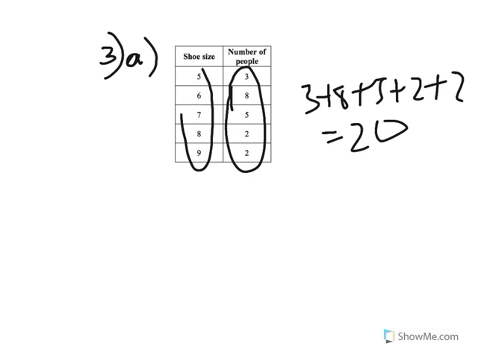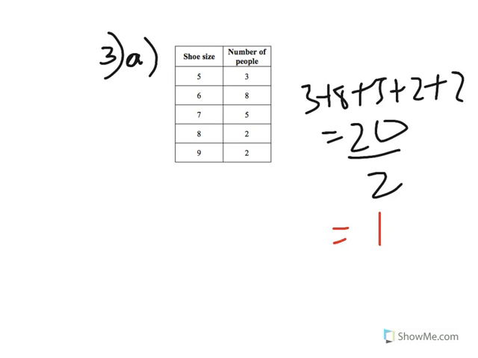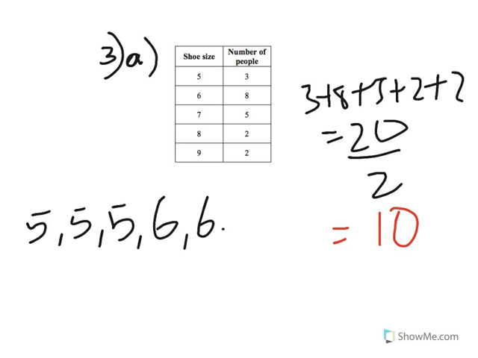So what is the middle value? The middle value will be nothing but 20 divided by 2, which will be 10. So 10 will be the middle value, because if I wrote this all out, like 5, 5, 5, 6, and kept writing it, I would find the 10th number would be the middle value. So now you know that the 10th number is the middle value. So what is the 10th number?